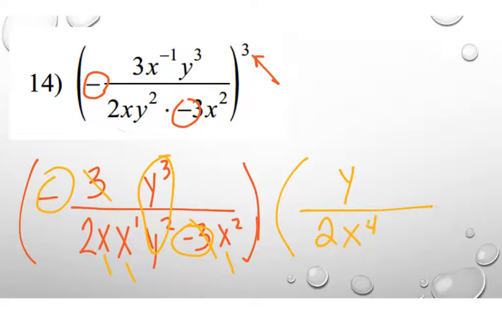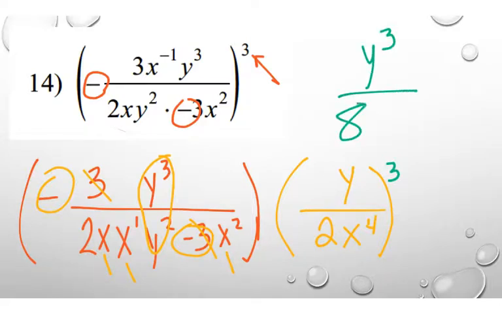Okay, now I'm going to take that, and that's what's going to be raised to the third power. So I'm going to have y to the third power, 2 to the third power, which is not 6, it's 8. And then x to the fourth power to the third power, that's going to be x to the 12th power.